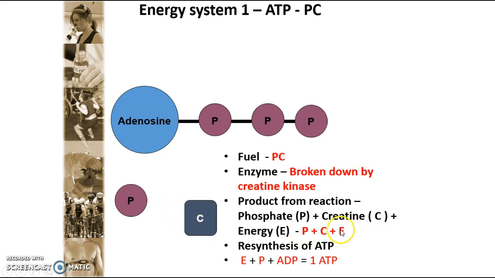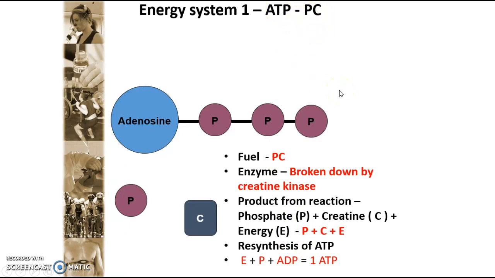The product from the reaction is that it's split up into P plus C plus energy. And then the final thing you have to be able to do is to say that the energy that was produced from here is used to fuse, so E plus P plus ADP equals 1 ATP, and we get it back, and that gives us 10 seconds of work. So these are your keynotes, to explain how PC is used to resynthesize ATP.